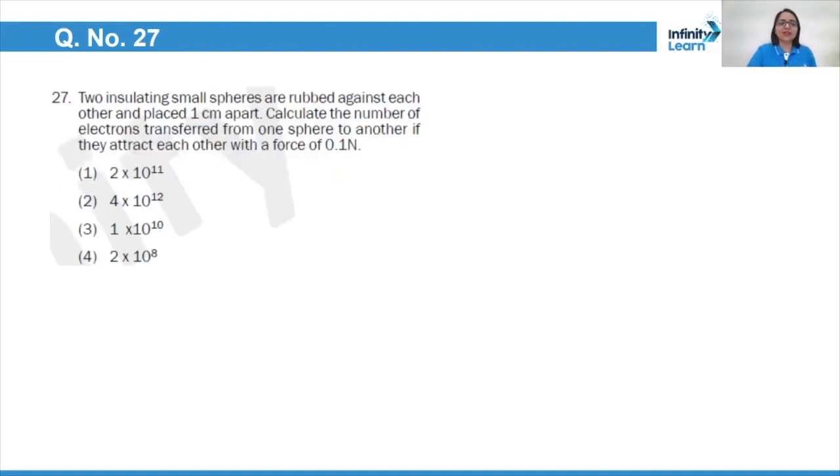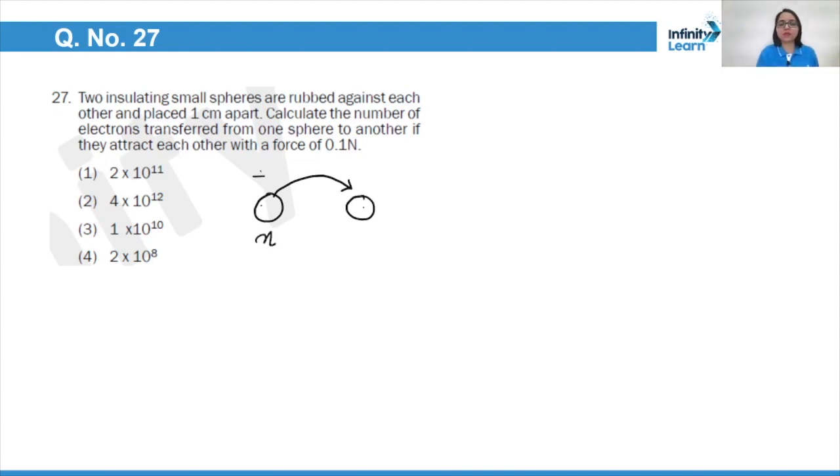Question number 27. Two insulating small spheres are rubbed against each other and placed 1 centimeter apart. Calculate the number of electrons transferred from one sphere to another if they attract each other with a force of 0.1 Newton. So because of the transfer of electrons from one sphere to another, what will happen? Let's say this sphere is transferring electrons from this to this, so it will lose electrons. Okay, let's say it loses n electrons.